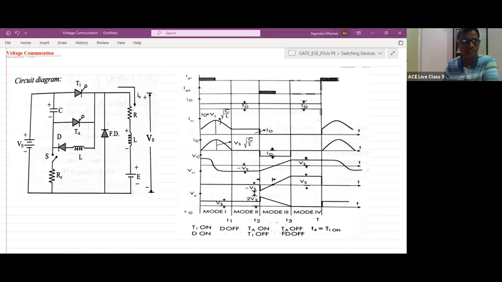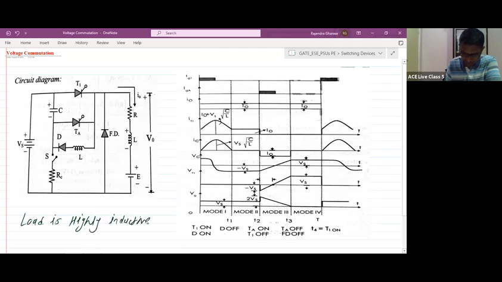And here is a switch S. Freewheeling diode which is connected across the load. The load is RLE, and here we have considered the load is highly inductive. Let me write, load is highly inductive.